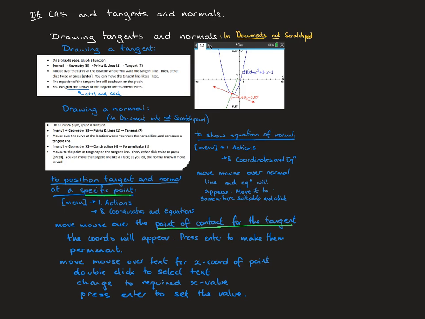When the coordinates appear, you press enter to make them permanent, and then you move the mouse over the text for the x coordinate of that point and double click, and that should allow you to select the text. Then you just type in whichever value you like and press enter. When you press enter, it will automatically move the tangent and the normal to that x value on the function, and it'll change the equations of the normal and the tangent at the same time, as well as give you the coordinates of the point that it is on.